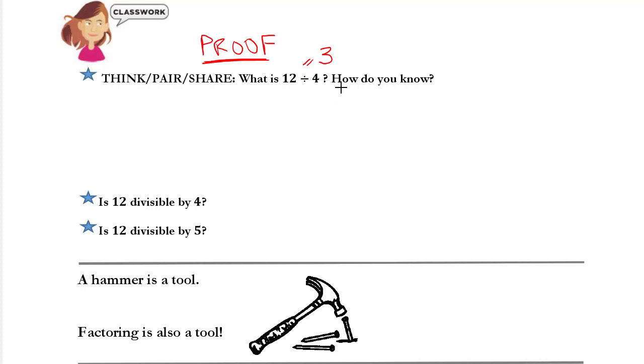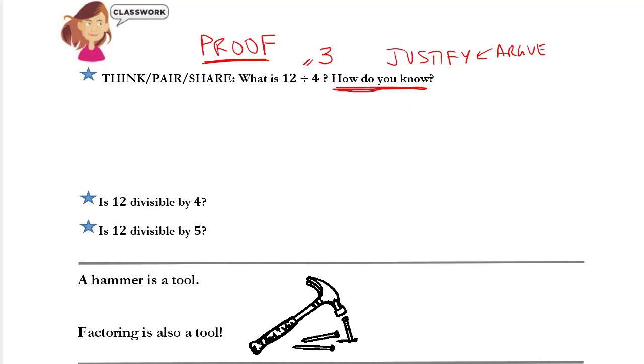So take a minute and say, if you wanted to justify that, right? So this word justify means make an argument. So argue that 12 divided by 4 is 3. If someone said, I don't believe you, can you show it to me, how would you do it? How do you know that this is true? Take a minute and think about that.